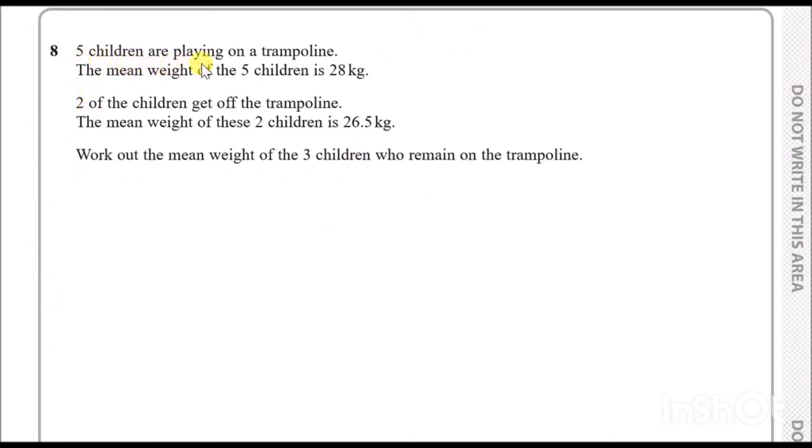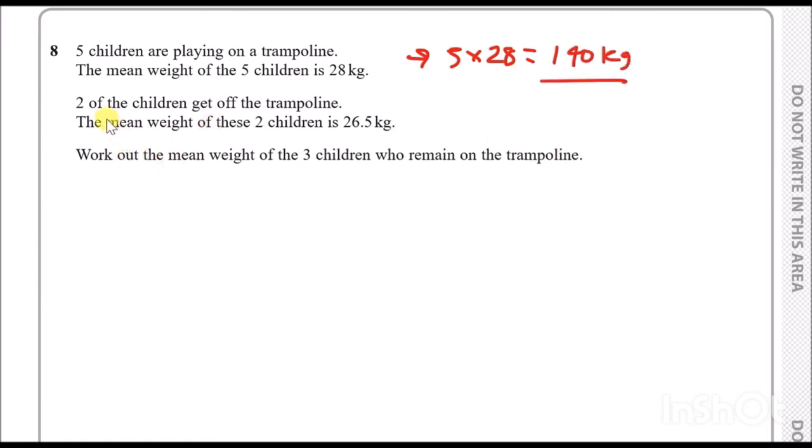Okay, question 8. So 5 children are playing on a trampoline. Now the mean weight of the 5 children is 28 kg. So before we read on, this implies that because every single child is about 28 kg, this means that the total of 5 children is actually 5 times 28 kg. And doing that will give you a total weight of 140 kg for those 5 children.